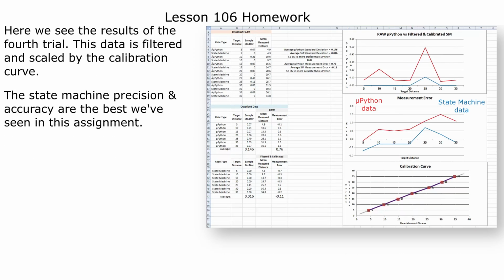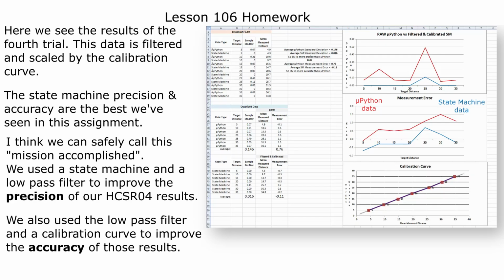Here we see the results of the fourth trial. This data is filtered and scaled by the calibration curve. The state machine precision and accuracy are the best we've seen in this assignment. I think we can safely call this mission accomplished. We used a state machine and a low-pass filter to improve the precision of our HCSR04 results. We also used a low-pass filter and a calibration curve to improve the accuracy of those results.